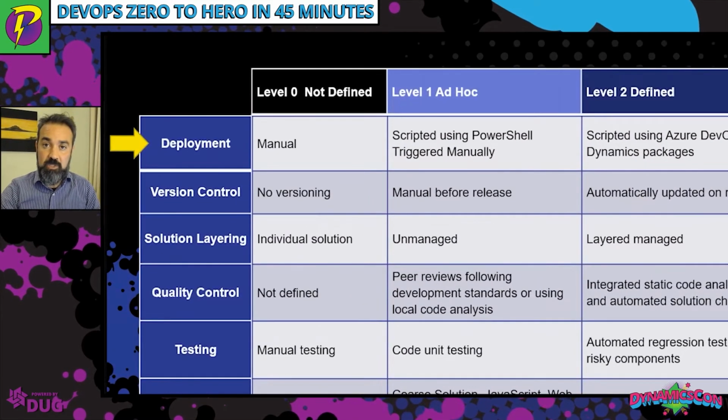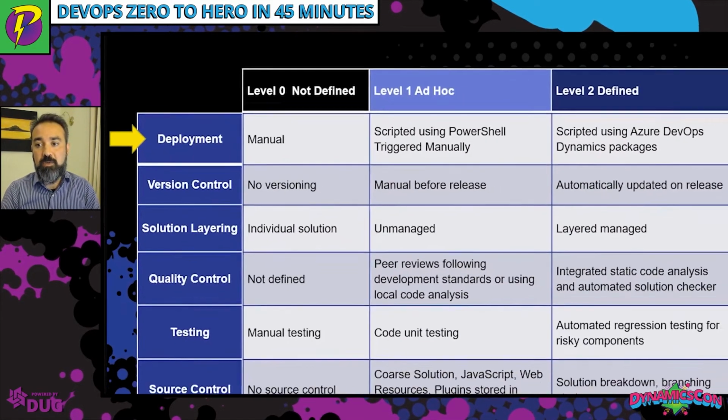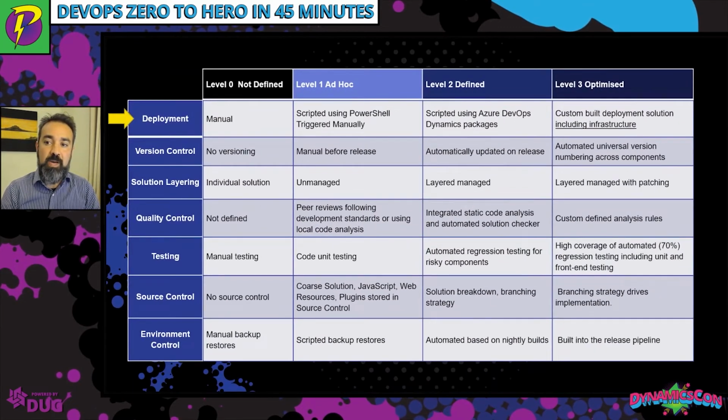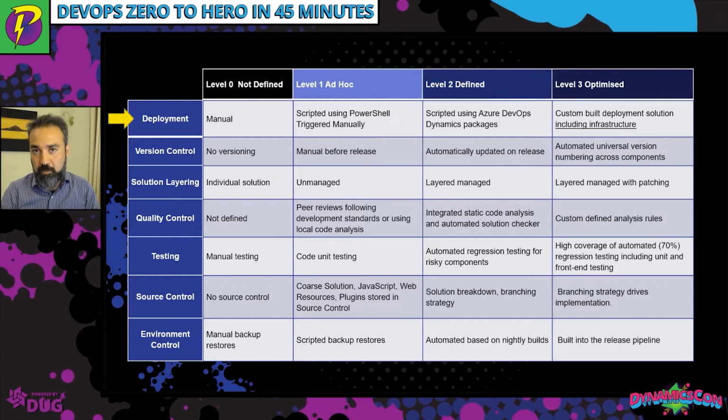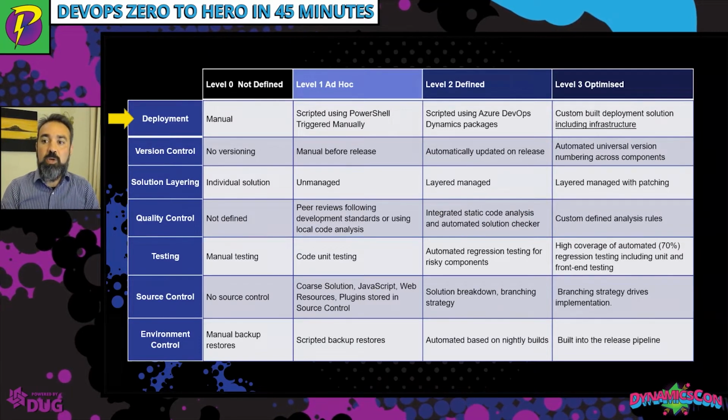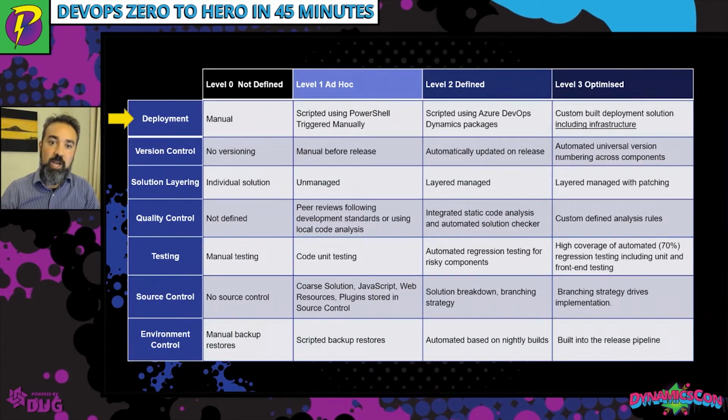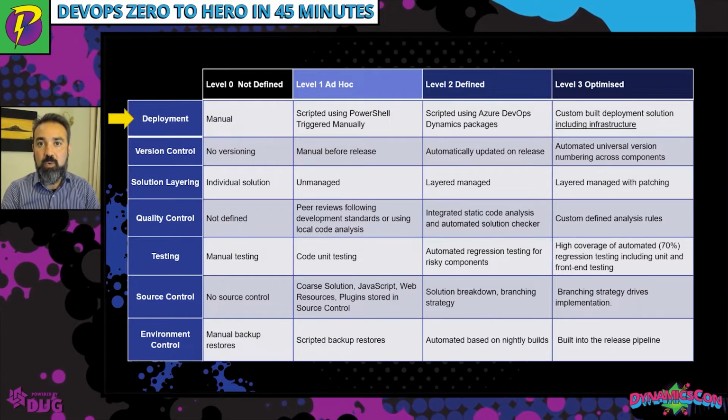That way there's consistency in the way it's delivered. And the final one is optimized, where you actually have custom builds on top of what is out of the box with Azure DevOps, but also you have the infrastructure for Azure that is included in your pipeline.